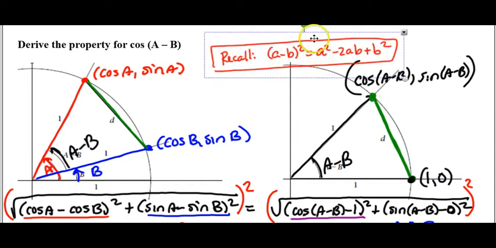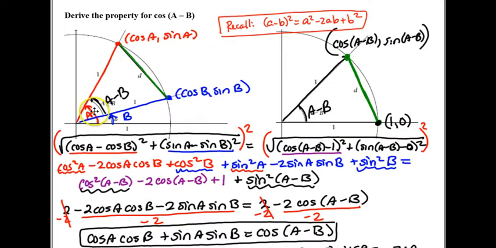But we're going to recall that if we have the quantity a minus b squared, it multiplies out to a squared minus 2ab plus b squared. And this then leads us to all the algebra in the proof. So I'm going to multiply out this particular binomial, and I get cosine squared a minus 2 cosine a cosine b plus cosine squared b.